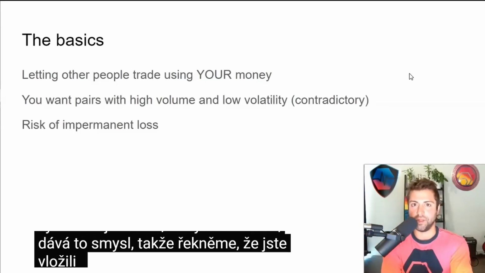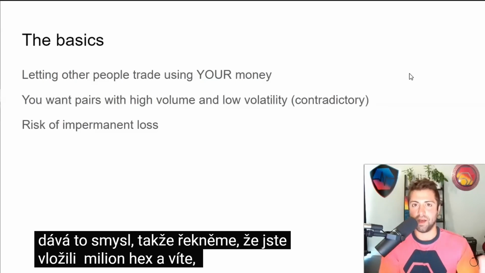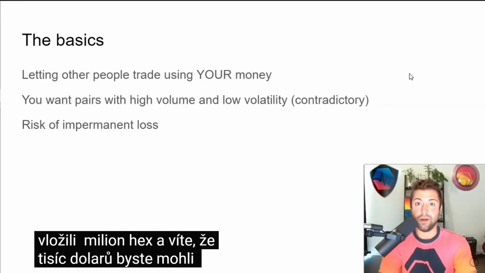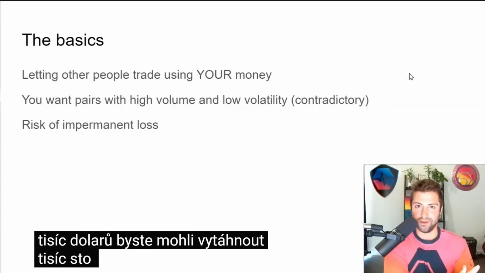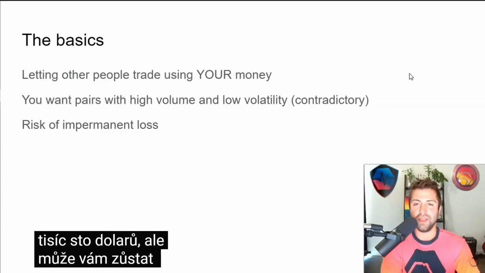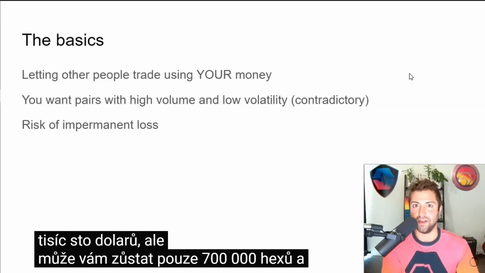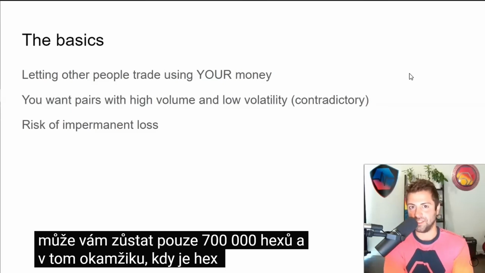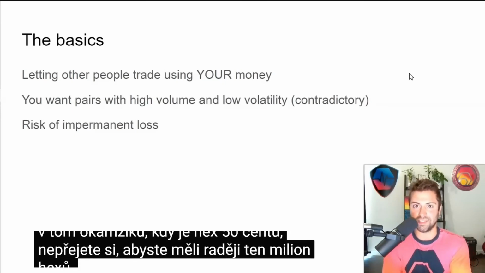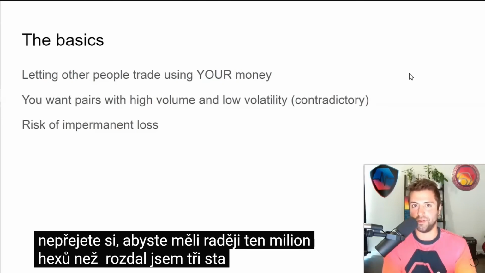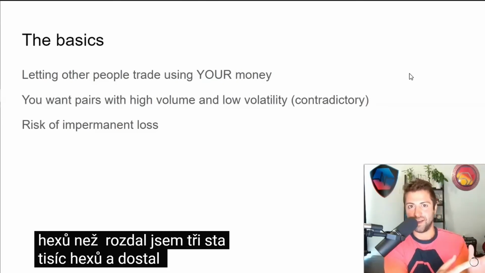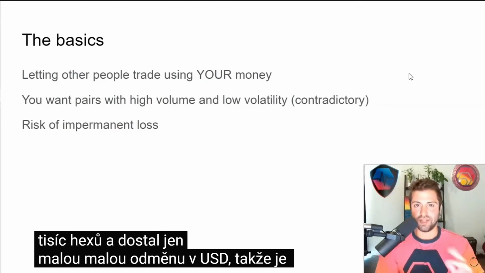So let's say you put up 1 million Hex and $1,000. You might pull out $1,100, but you might only be left with 700,000 Hex. And at that point, when Hex is 50 cents, don't you wish you would have had that million Hex rather than giving away 300,000 Hex and only getting a tiny little USD reward? So that's impermanent loss, right?